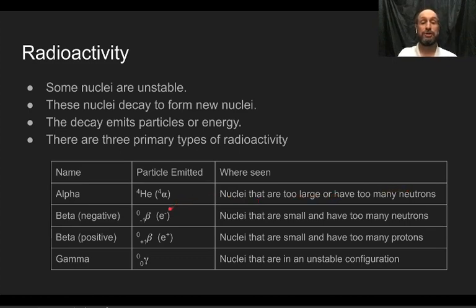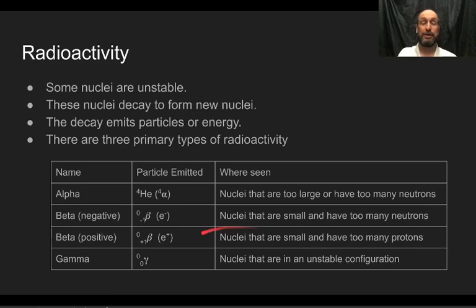We have two different types of beta decay. There's negative and positive beta decay. In negative decay, an electron is emitted from a nucleus. That is to say, a neutron is turned into a proton and an electron. And this is why we see this in elements that have too many neutrons. In positive beta decay, also called positron decay, this happens in an element that is small but has too many protons, and that proton is converted into a neutron and a positron.